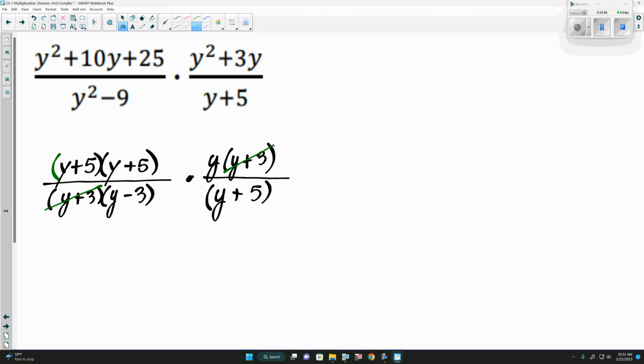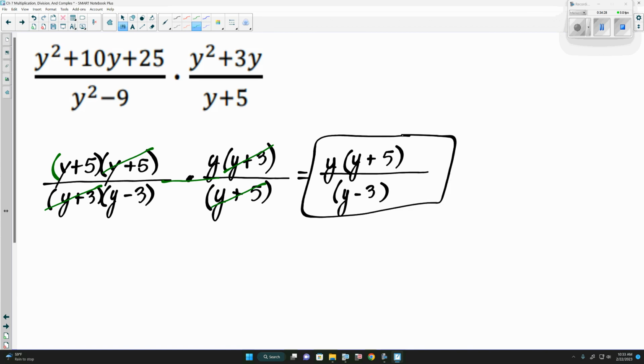Y plus 3 on top and bottom will cancel. Because hopefully at this point you notice when we multiply them together, we're just rearranging them. The y would go in front and the others would just be written next to each other. Here y plus 5 and y plus 5 would cancel out, leaving us with y times y plus 5 over, and that is as simplified as it gets.